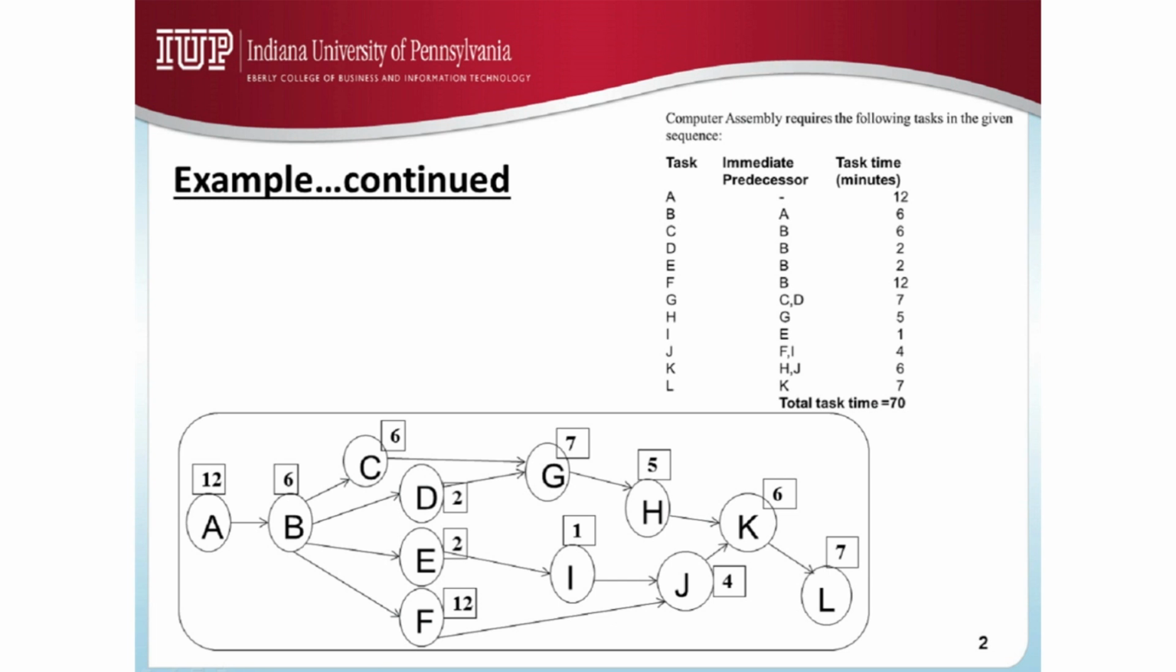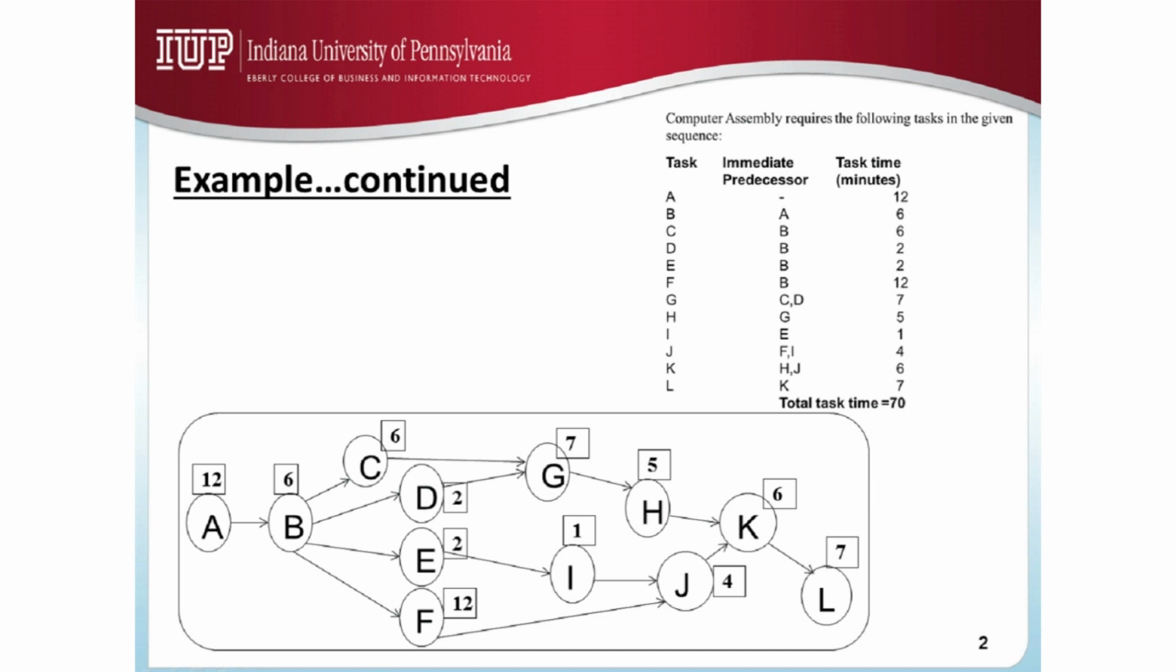Same reason B to D, B to E, B to F, because D, E, and F, all of them have only one immediate predecessor, which is B. Now look at G. It has two immediate predecessors, C and D. No wonder you have G having two arrows coming into it from C and D. That should be clear. That is how you complete the whole network diagram.